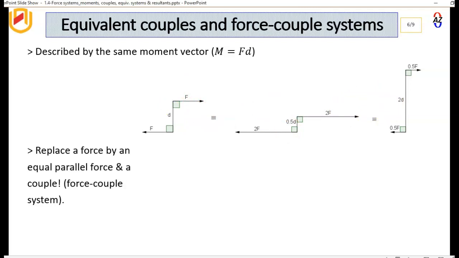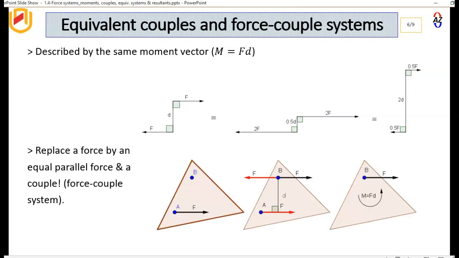Okay, now let's look at something that's important in mechanics, where we replace a force by an equivalent parallel force and a couple. So let's see how it happens. With this rigid body here, there's a force F at A, and we want to move this force to this point. Now because we are moving this force to this point, it's going to create a moment and a couple at the same time.